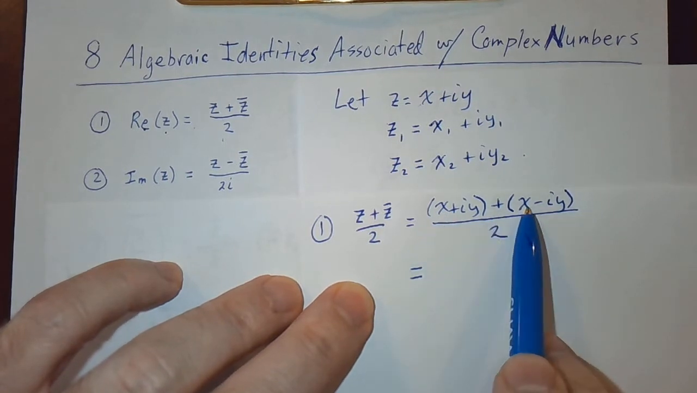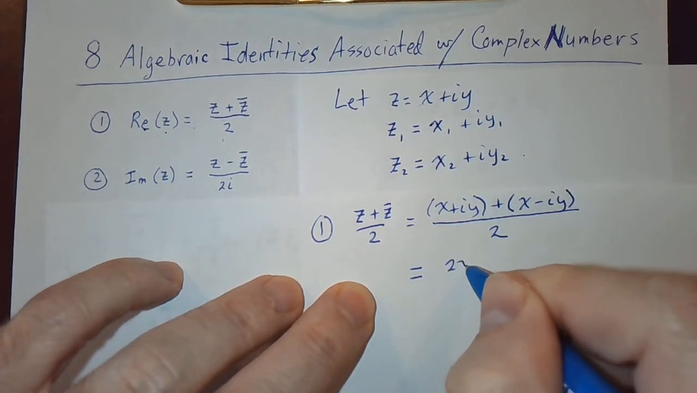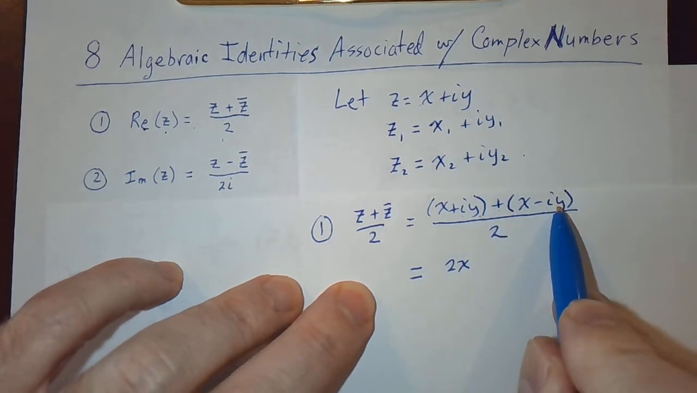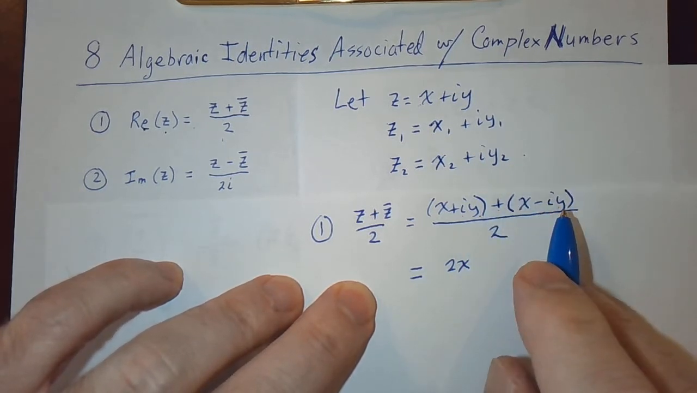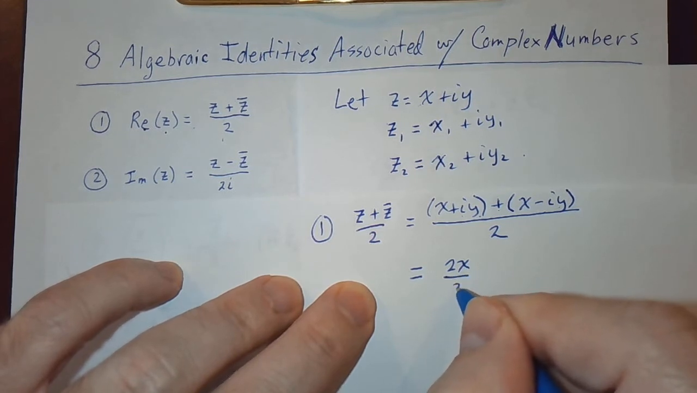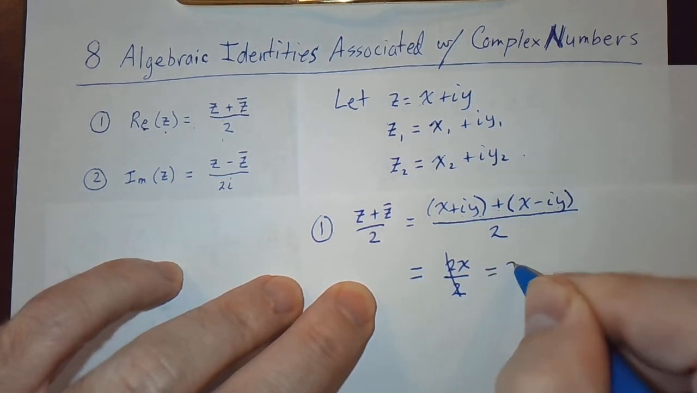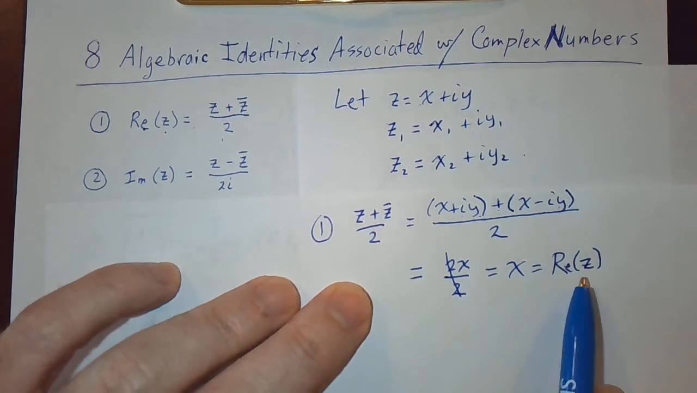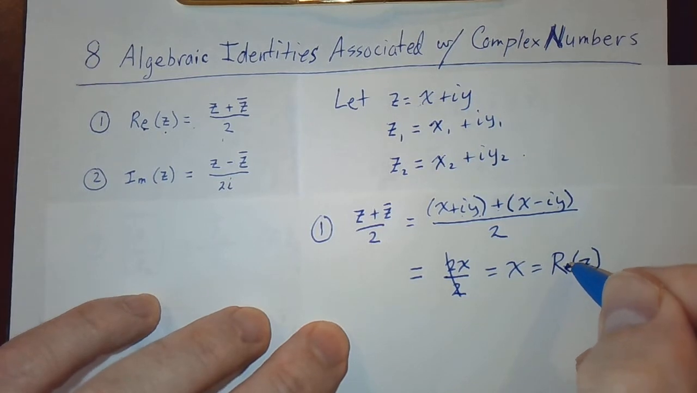Now let's simplify that. X plus x, that's 2x. Iy plus negative iy, well, they cancel each other out and we get 0, all over 2. We get x, which is the real part of z, as we expected. It's real.